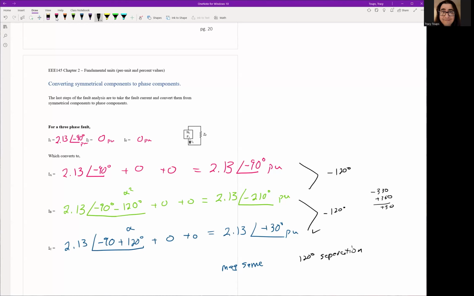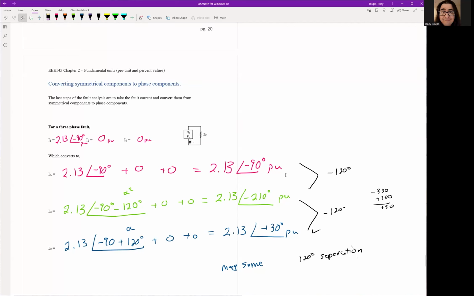Now, we do have a negative 90-degree phase shift on everything, and we have 2.13 per unit current, which is a little bit high, but everything else checks out. So this is a three-phase fault, right? If we're going to do another type of fault, we'll get different types of answers, okay?